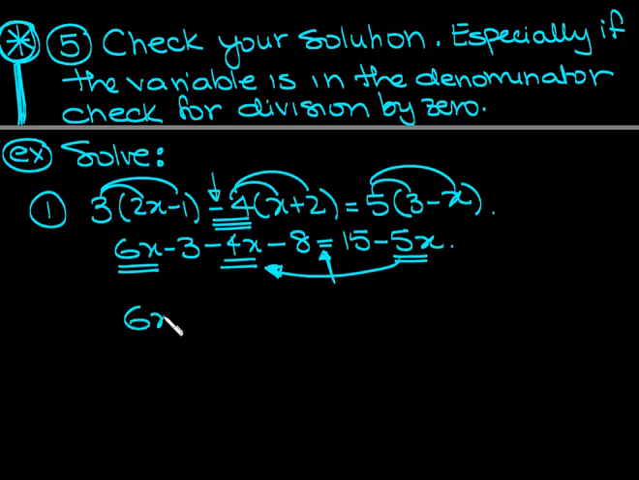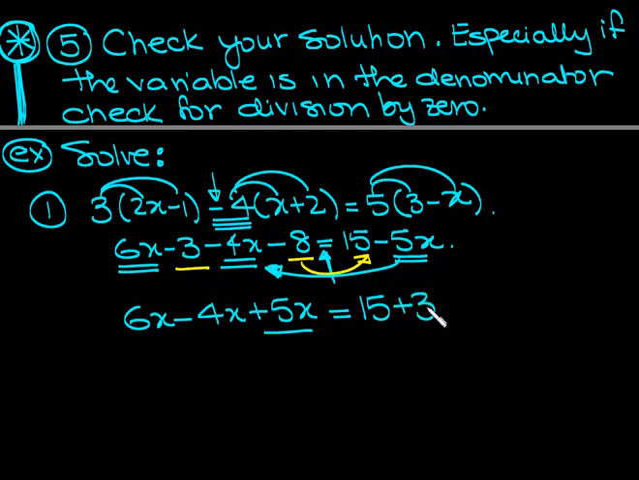So if this is a negative 5x, when I move it to the left, it'll become a positive 5x. So I get 6x minus 4x plus 5x. On the right I have 15 still. Now I'm going to move 2 numbers on the right. So I'm going to move this 3 and the 8 to the right. They're both negative, so when I move them to the right, they'll both become positive. So you get plus 3 plus 8.